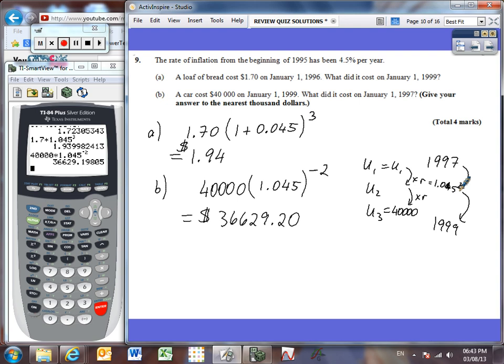So we could take our unknown value U1, multiply it by our 1.045 to the power of 2, and that will give us the car's price in 1999, 2 years later. So our 1997 price has grown by 2 years to get to the 1999 price. So in order to get U1 alone, I'm going to need to divide both sides of this equation by 1.045 to the power of 2.